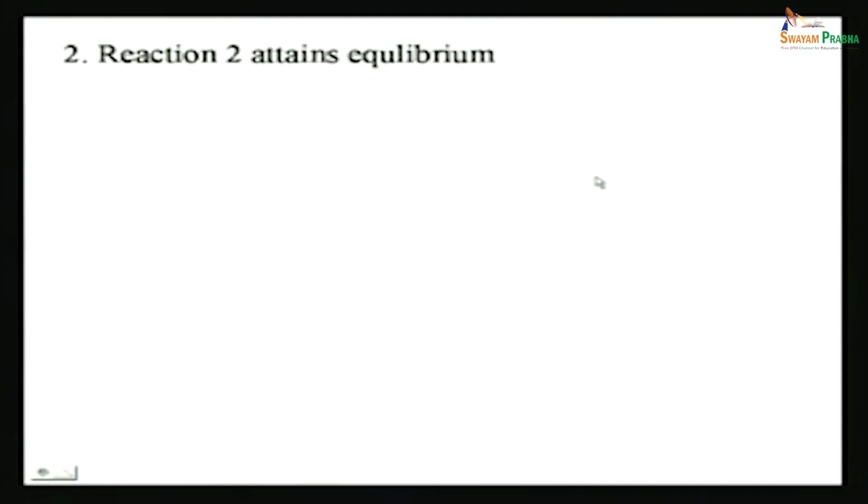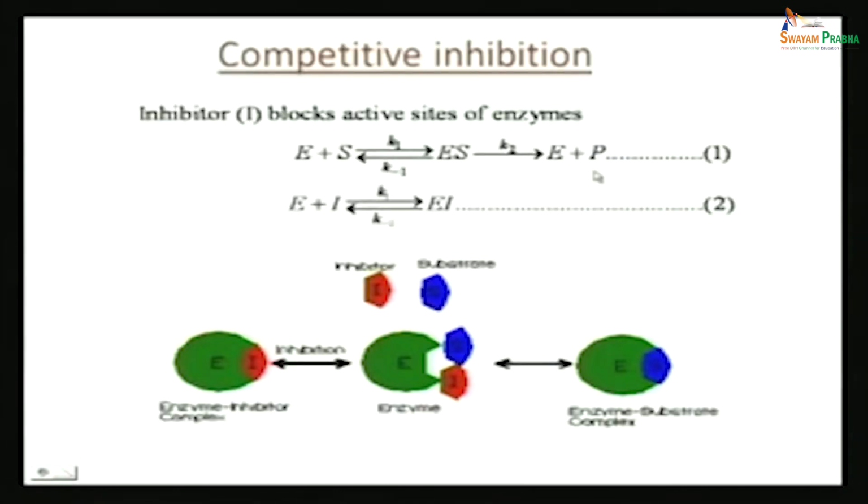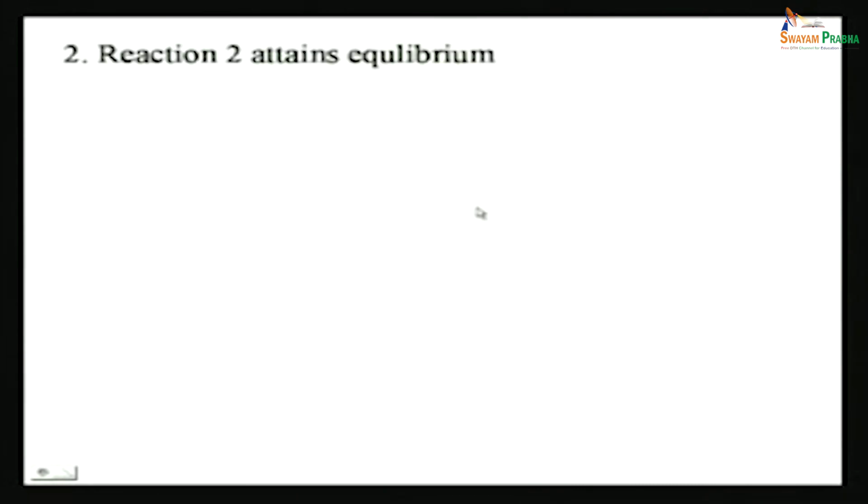The constraint equation. Yeah, that's what is called the constraint equation. We'll do that, but the next step that we are using here is the equilibrium relation. Reaction 2, the second reaction, that is enzyme and the inhibitor reaction, attains equilibrium, which means that you can straight away get a relationship between EI and I.